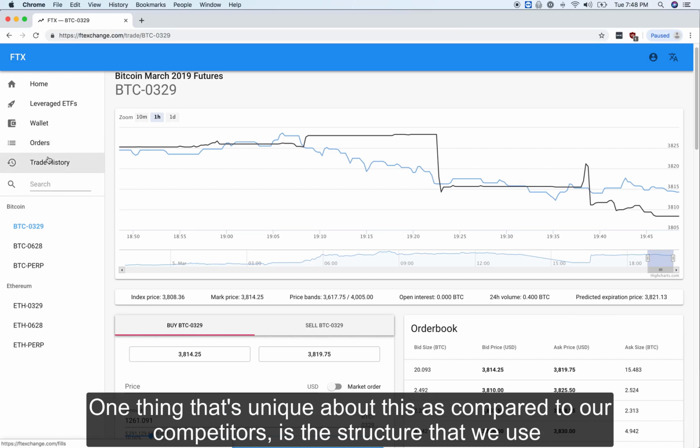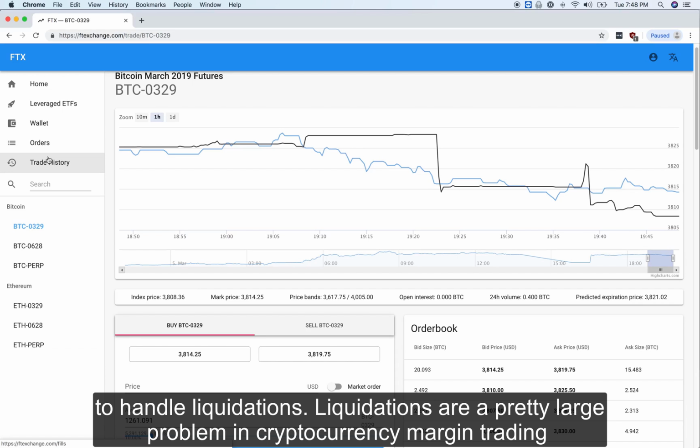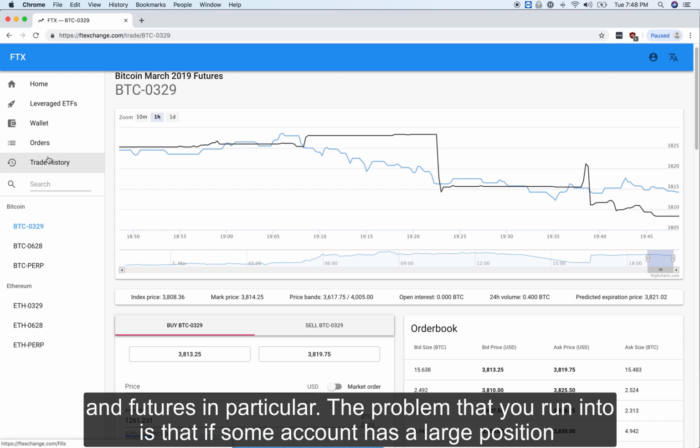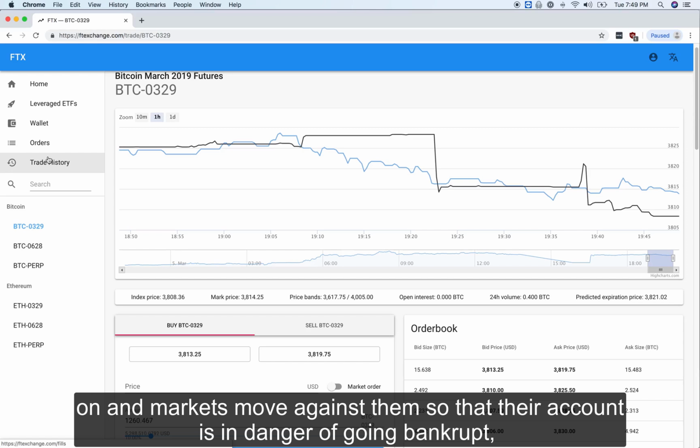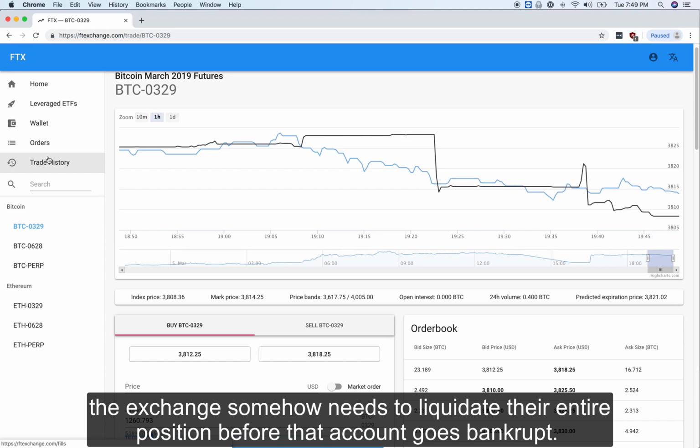One thing that's unique about this, as compared to our competitors, is the structure that we use to handle liquidations. Liquidations are a pretty large problem in cryptocurrency margin trading and futures in particular. The problem that you run into is that if some account has a large position on, and markets move against them so that their account is in danger of going bankrupt, the exchange somehow needs to liquidate their entire position before that account goes bankrupt.